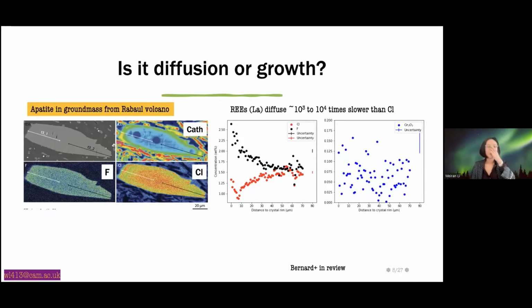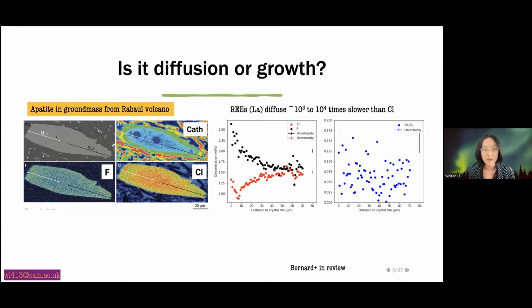So we should do this diffusion modeling to explain such chlorine zoning, but before doing that, I want to talk about whether the zoning we observed is caused by diffusion or growth. And this is, in my opinion, always a big problem or question in diffusion chronometry studies.